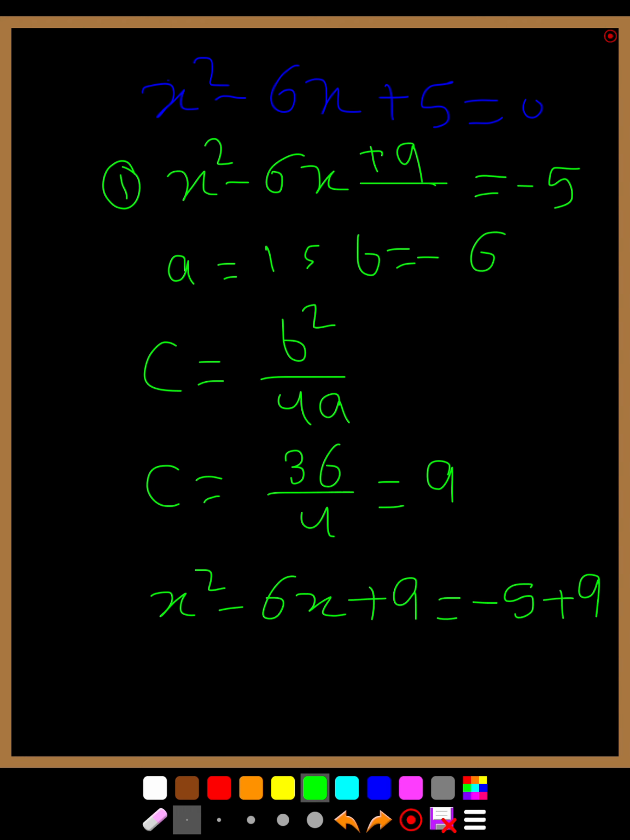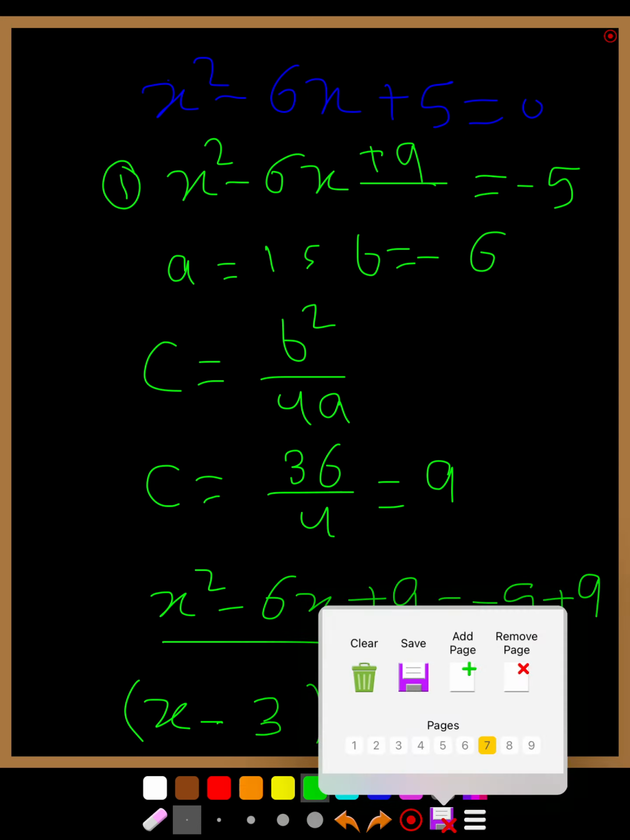As we said for the equation, what you do on one side, you should do on the other side. And after that, write this one as a perfect square. Here power 2, and x, the root of the first term, the same sign as the middle, minus, and the root of 9, which is 3. Equals what? Minus 5 plus 9, which is 4, right? Okay, that's good. So we have x minus 3 power 2 equals 4.